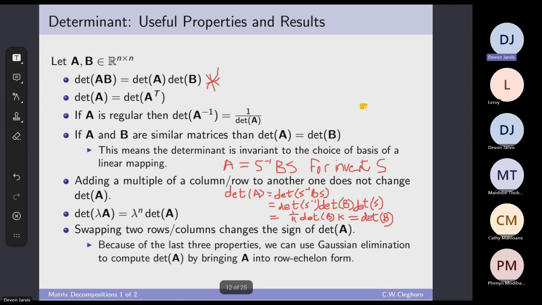Okay, so some useful properties of the determinants. If you have two matrices, A and B, and they're both n by n, then the determinant of their product, A times B, is equal to the product of the determinant of each of them individually. Obviously, one of these is a slower thing to do, as matrix multiplication isn't very efficient to begin with. On top of that, the determinant of A is equal to the determinant of the transpose of A. And if A is regular, which is another term for non-singular or invertible, so if A can be inverted, then the determinant of the inverse of A is equal to 1 over the determinant of A.